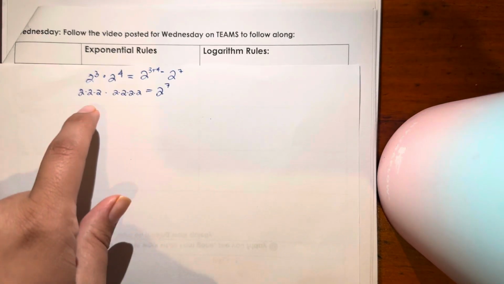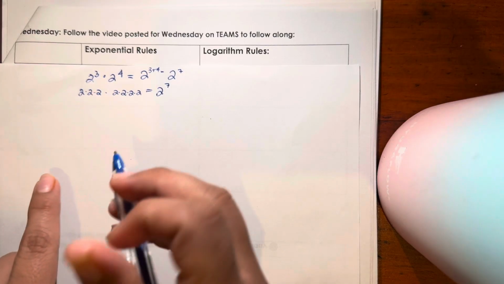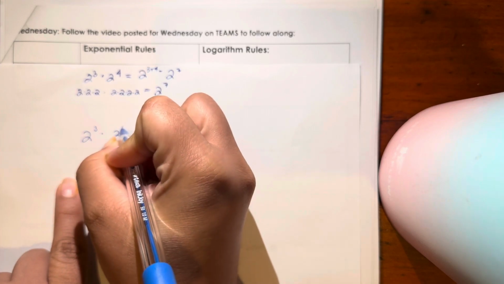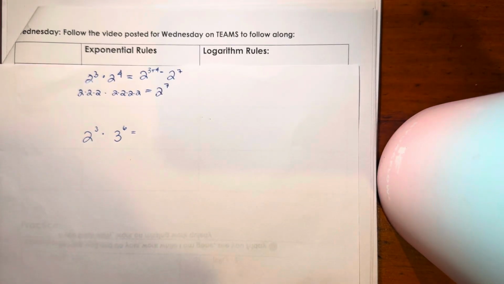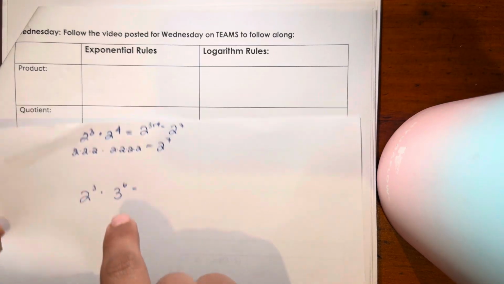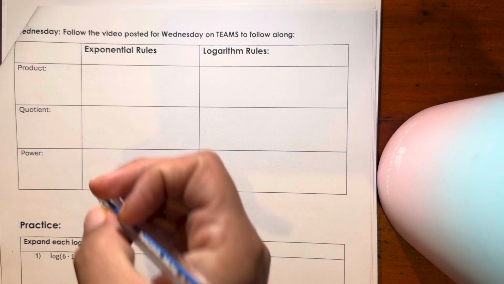And that only works because they both have a base of 2. So it's not going to work if you do 2 to the third times 3 to the sixth. You can't add them and make 9. You only add them if the base is the same. So that's the first rule.